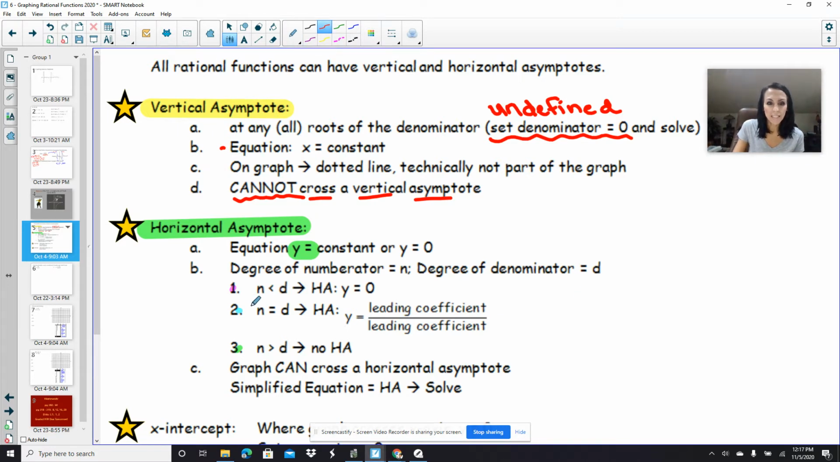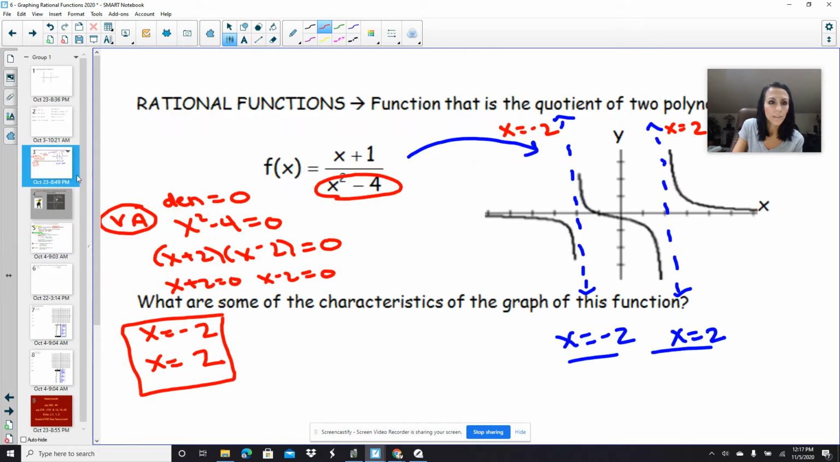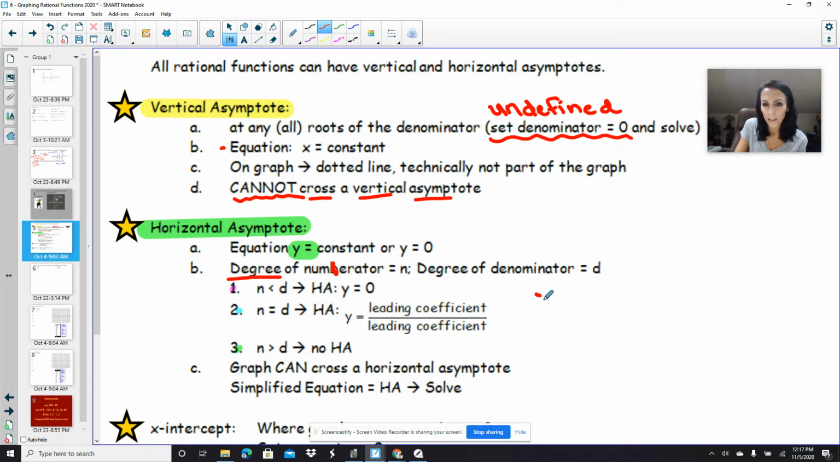So n and d, what are n and d here? N is the degree of our numerator, okay? And d is the degree of our denominator. So if we go back to that example we've been working with, we see our degree for our numerator is 1, and our degree for our denominator is 2. So in our example, we have n equals 1 and d equals 2.